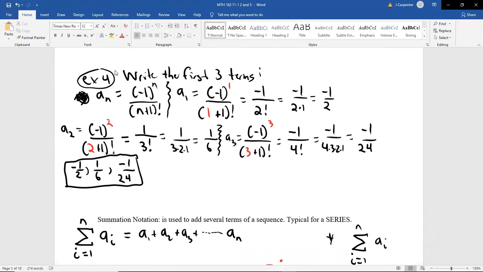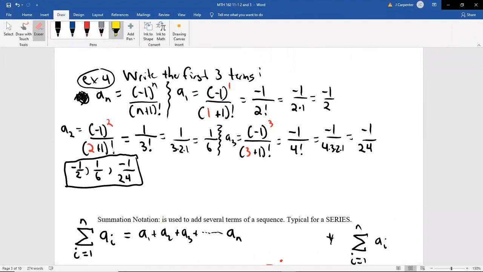Okay, so summation notation, we're here. This is used to add several terms of a sequence. This is typical for a series. So a series is this. Series uses summation notation, which is this. This thing right here is what we call summation notation. This is the Greek letter sigma.